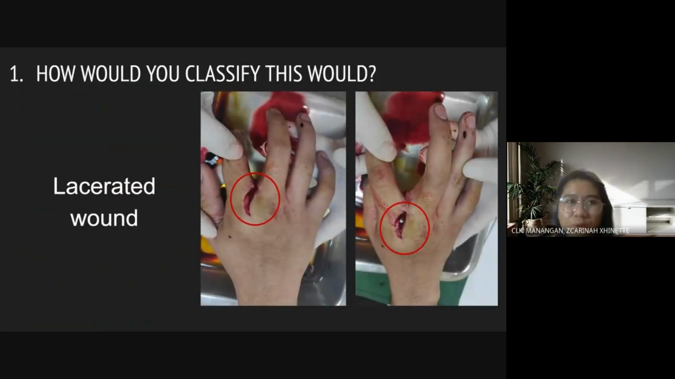So how would we classify the wound? As seen in the picture, it is classified as a lacerated wound.